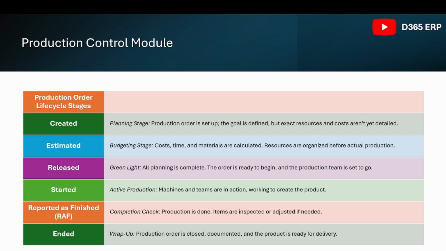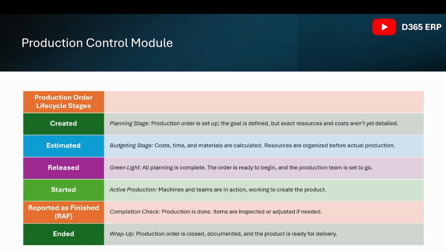After that we are onto the started stage. This is where the real work begins. Machines are running, materials are moving, everyone is actively working to bring the product to life. Once most of the work is done, we reach RAF, which stands for report as finished. It means that production is completed and ready to inspect or make any final adjustment. It's just like saying we are done, but let's double check everything.